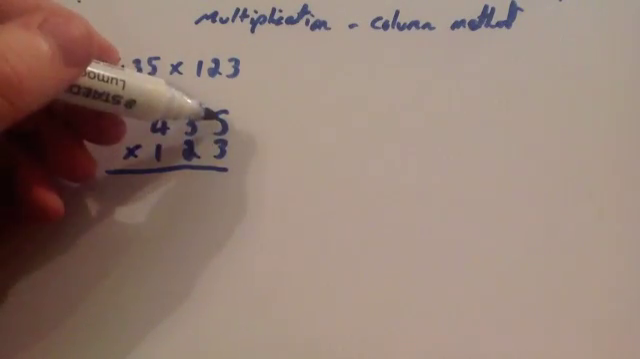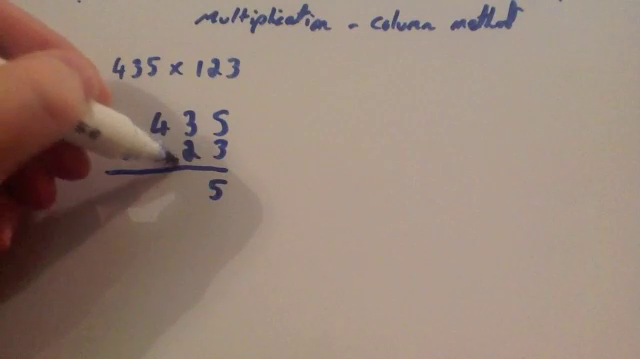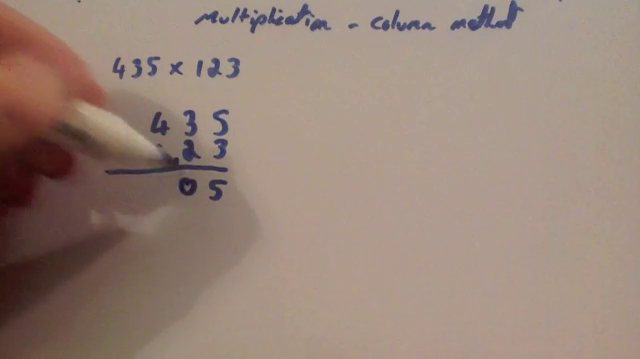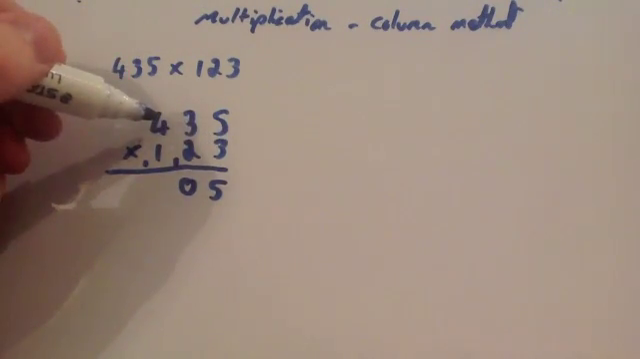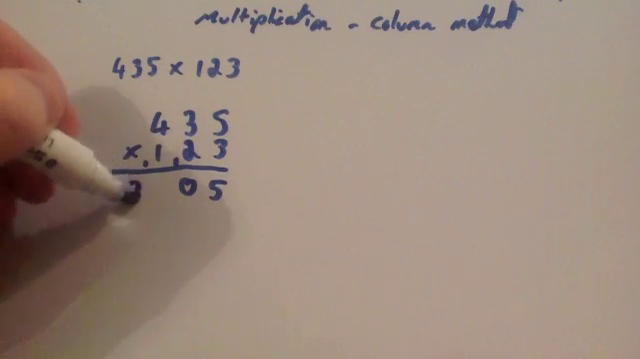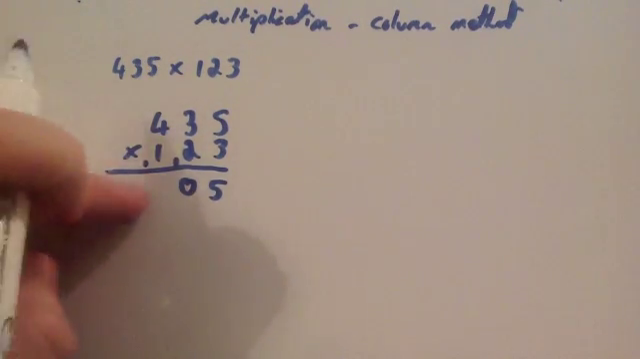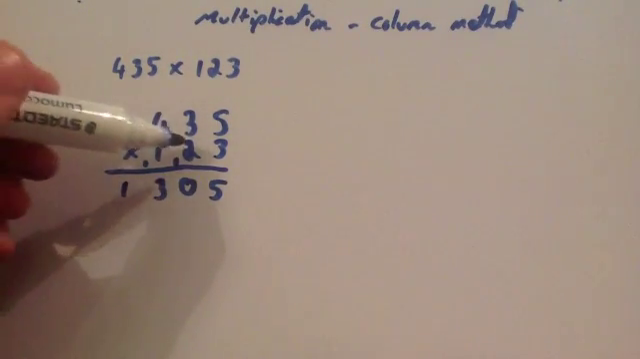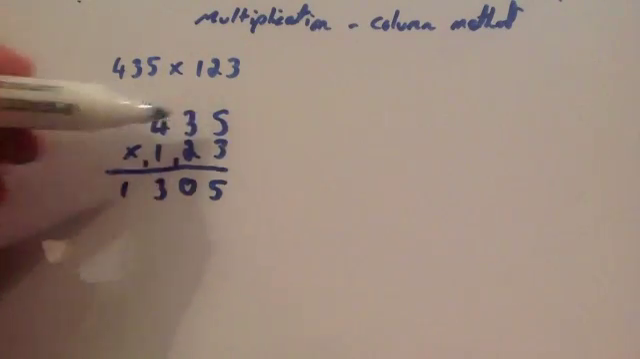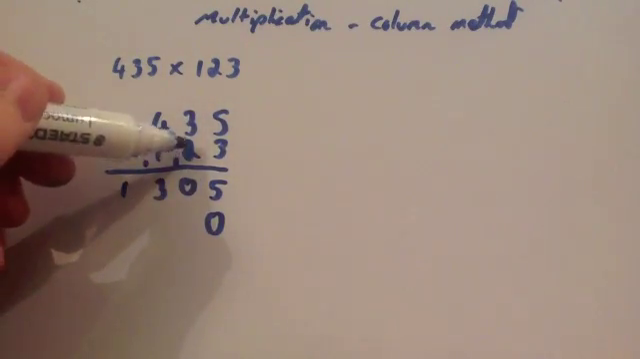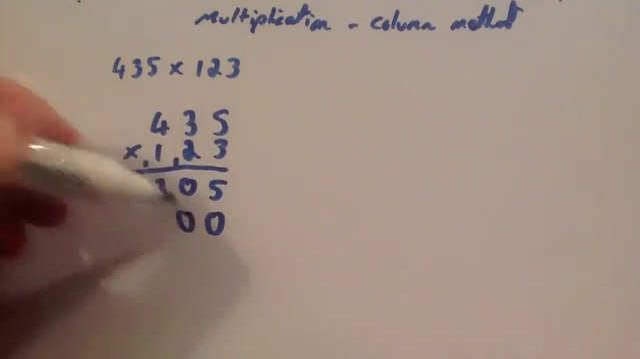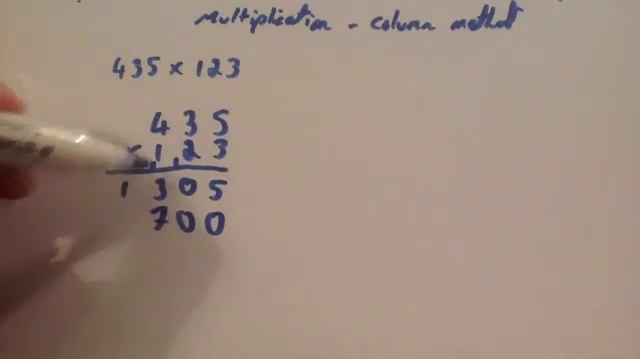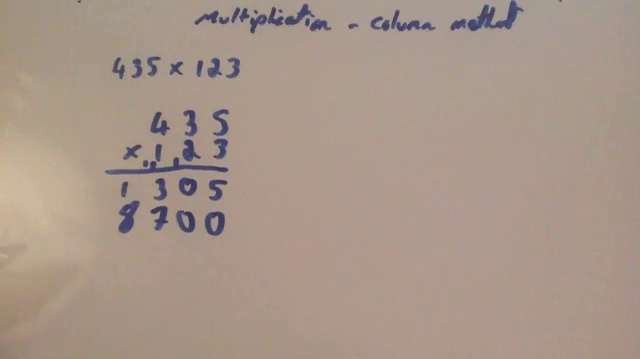So, 3 times 5 is 15. So put the 5 down, carry the 1. 3 times 3 is 9, plus 1 is 10. So put the 0 down, carry the 1. And 3 times 4 is 12, plus 1 is 13. Okay, now we're going to do 20 multiplied by 435. So put the 0 down first of all. 2 times 5 is 10, so put the 0 down, carry the 1. 2 times 3 is 6, plus 1 is 7. And 2 times 4 is 8.